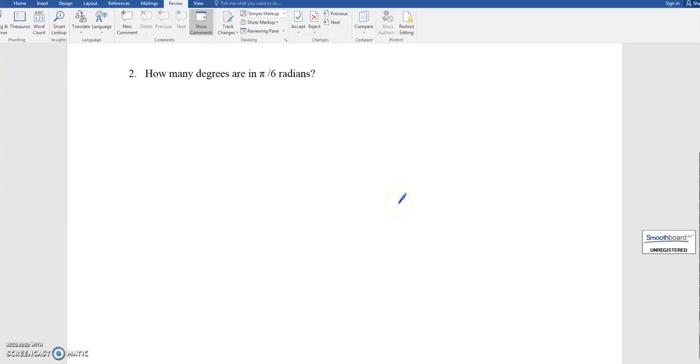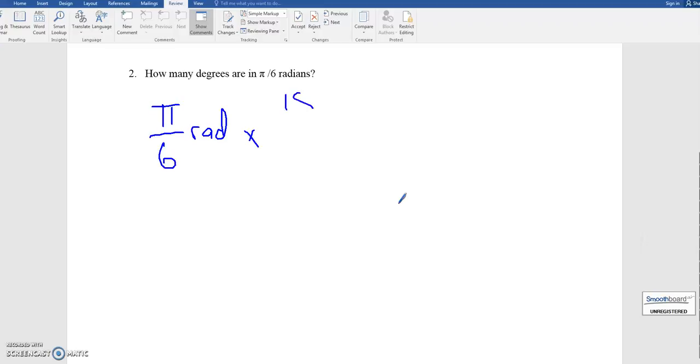How many degrees are in pi over 6 radians? Now we're just doing this in reverse. Again, I like to start by showing some work here. So pi over 6 radians, I'm going to multiply by our conversion factor. In this case, I'd multiply it by 180 degrees, which is equivalent to pi radians. When I do this, it's kind of like saying 12 inches in 1 foot. I'm multiplying by something that is equivalent on top and bottom. It's almost like multiplying by 1 in the end.